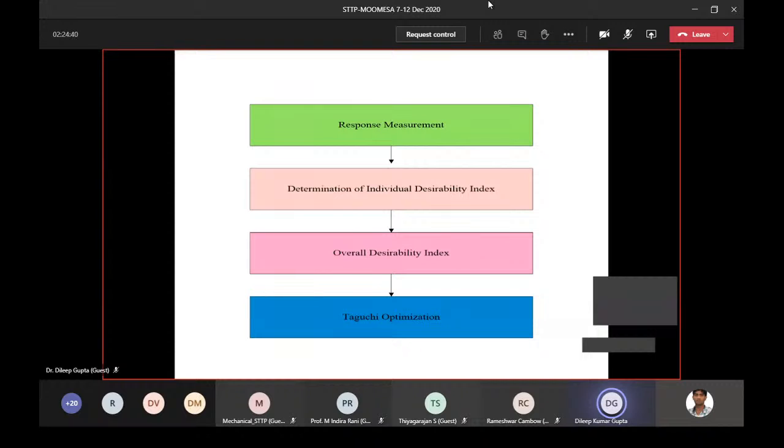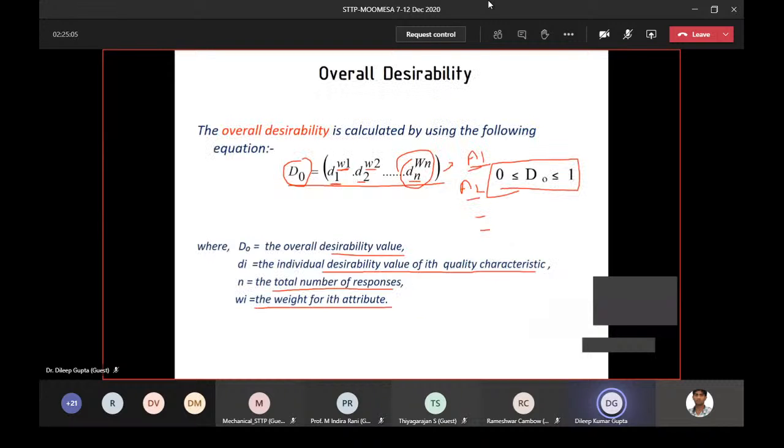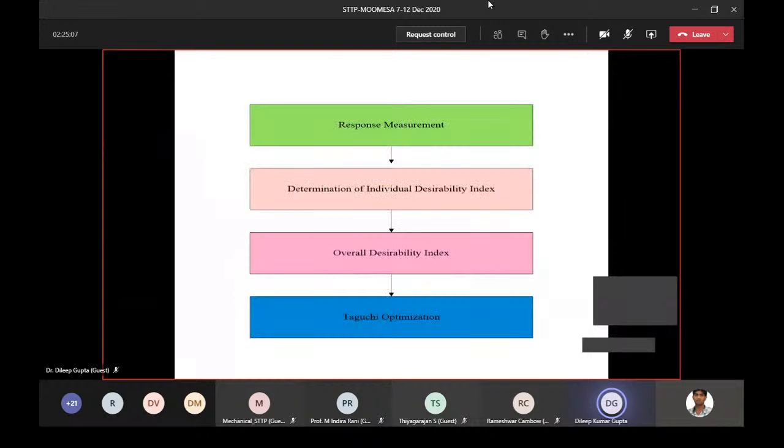Response measure, what we have written here, is nothing but the decision matrix which we have prepared earlier also. So the same decision matrix can be used for the desirability function calculation over here. Once you have this data of desirability function, then we can have the overall desirability index. You can calculate by using the equation which we have already used. Then we can go for Taguchi optimization finally.